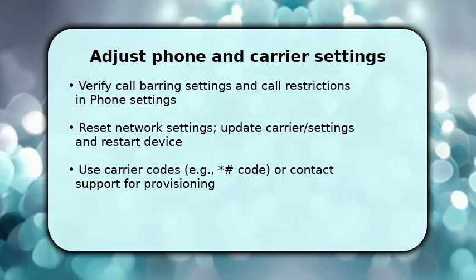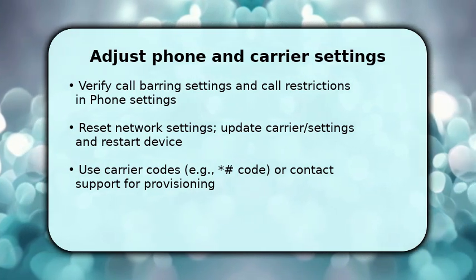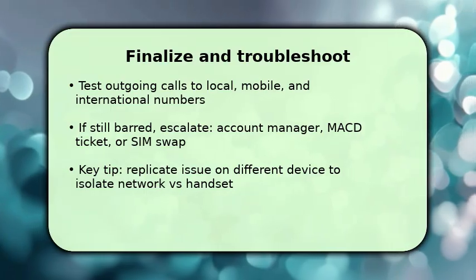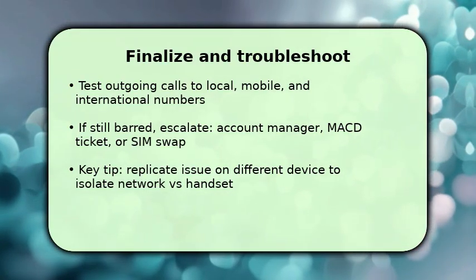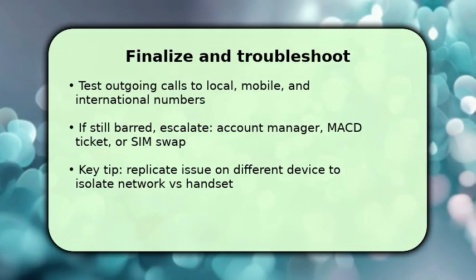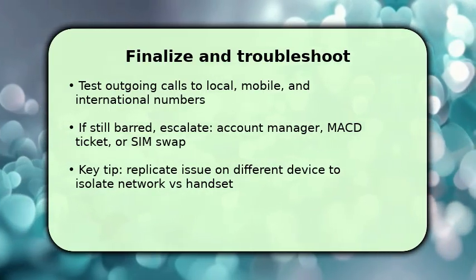You finish by verifying call functionality and escalating when necessary. Place test calls: a local landline, a mobile, and an international destination if applicable. Note any precise error messages or tones. If calls remain barred, ask for escalation. Request an account manager, a MACD ticket, or a SIM swap and insist they check provisioning logs.